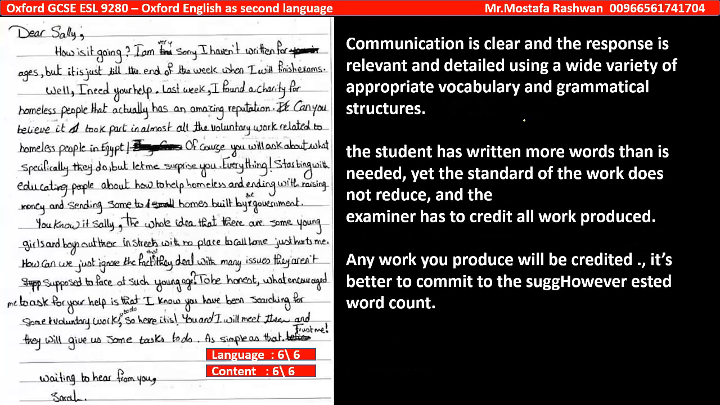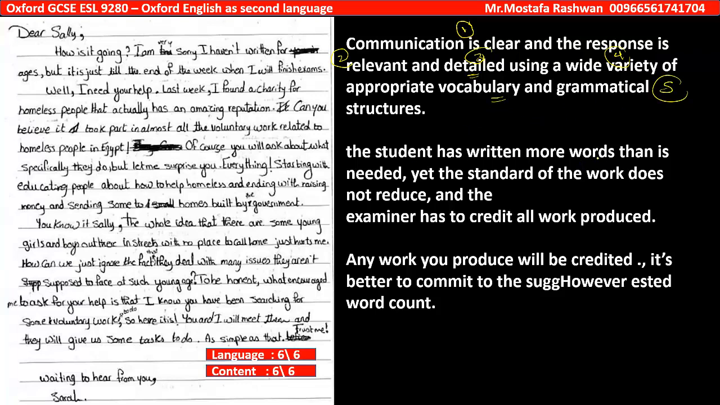Let's see the examiner comment here. He said, communication is clear. We commented on this point that all ideas are clear. There's no delay in communication. All ideas are clear and there are no vague ideas that need to be clarified by the writer. And the response is relevant. The student covered the 3 bullet points. Ideas are detailed as we commented, and he used a wide variety of appropriate vocabulary, and also the grammatical structures are perfect.